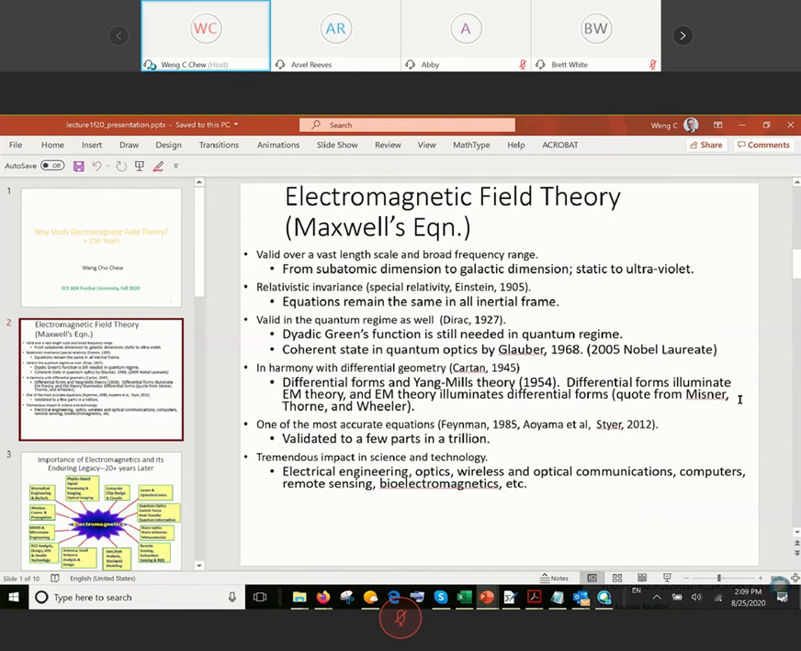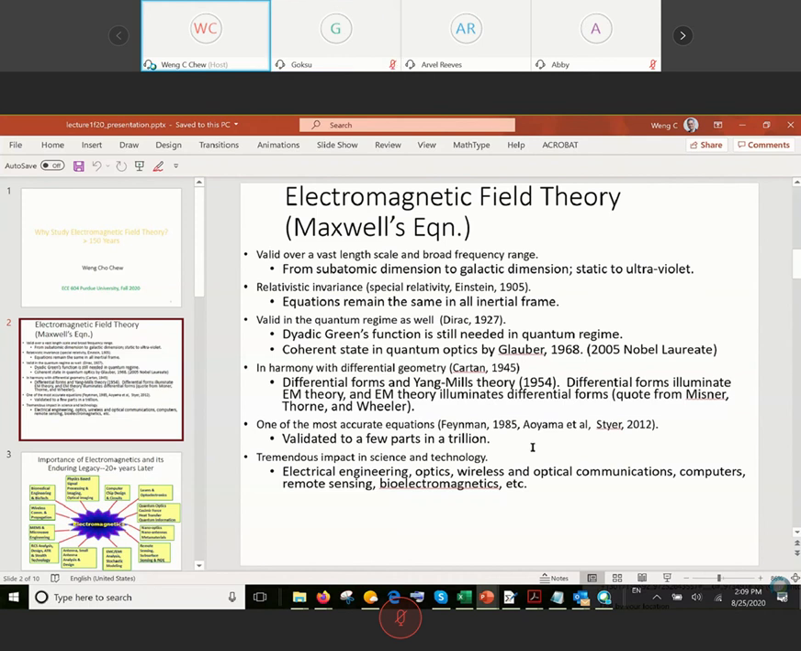So electromagnetic field theory, now described by Maxwell's equations, has been around for over 150 years. And the reason why we want to study this theory is that this theory is valid over a vast length scale and over a broad frequency range. The theory is valid from subatomic dimension to galactic dimension. It's valid from static to ultraviolet. And another very important thing about electromagnetics is that it's relativistically invariant, which means that it's valid in all inertial frames. If you're in a rocket ship moving close to the speed of light, or if you're staying on Earth, the Maxwell's equations that we have are the same, irrespective of which inertial frame you're in.